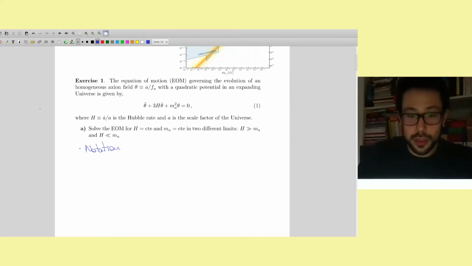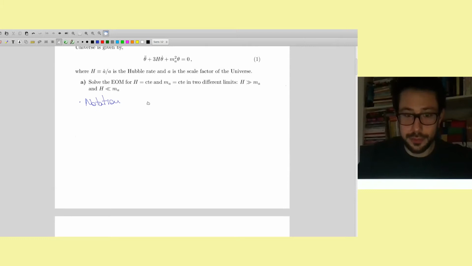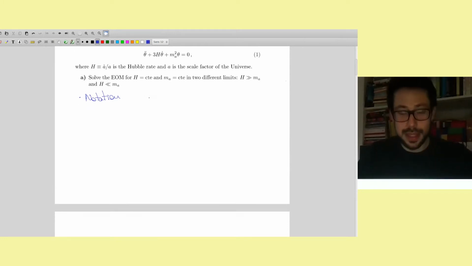Before going on, let me clarify one thing of notation. In this lecture, I'm going to use theta defined as the axion field over f_a. So this will be a synonym of the axion field. Theta now is not the theta parameter, but it is actually a scalar field. Theta is the axion.